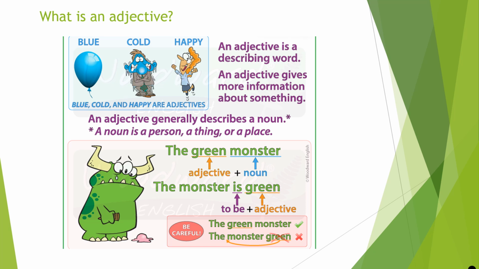As you can see in the example, the green monster. The green is an adjective because it is describing how the monster looks like, and monster is a noun. The monster is green: is is the verb to be, and green is an adjective. Be careful. In "the green monster," as you can see, mostly if there is no verb to be, then the adjective will come before the noun.